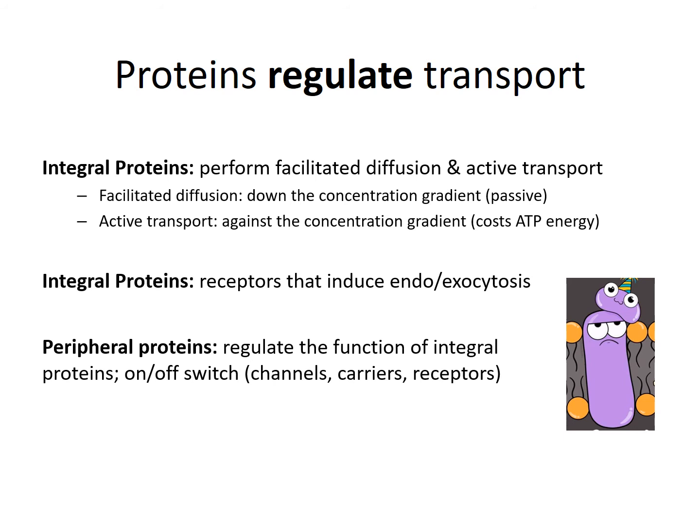This little peripheral protein could act like an on-off switch for the function that the integral protein normally performs. So perhaps when this peripheral protein is bound, it's shutting down the facilitated diffusion and thereby controlling the passage of that molecule that would normally be going either into or out of, perhaps both, across the cell membrane. So peripheral proteins regulate the functionality of protein channels, carrier proteins, and also receptors. So if a peripheral protein is bound to a receptor, that prevents the receptor from inducing endo or exocytosis.